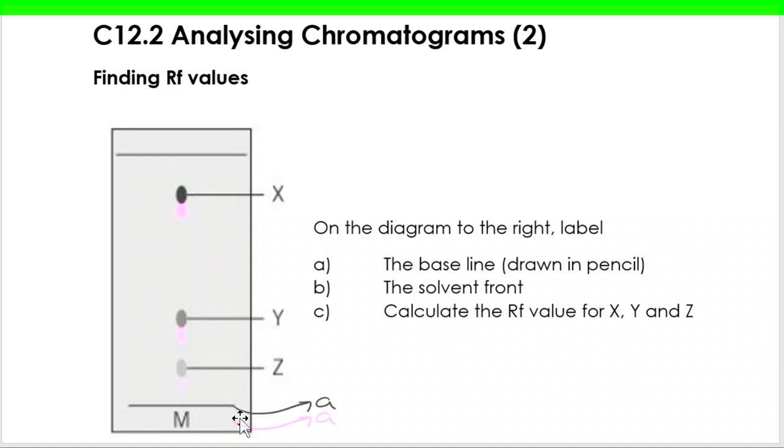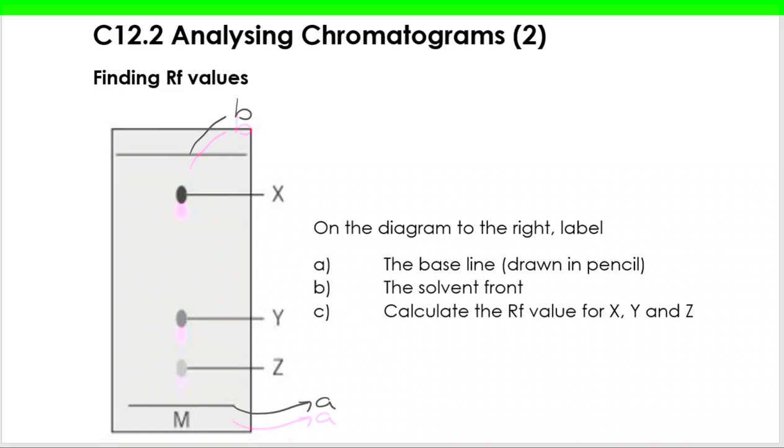So the baseline drawn in pencil, that's down there, and we've got the line drawn on. We have got the solvent front, which is B. This is how far the liquid rises. So you will see a point on the paper which is wet and above it is dry. It's really important that you label that solvent front and draw the line across when you finish the chromatogram, because once it's dried, you won't know where it's got to.